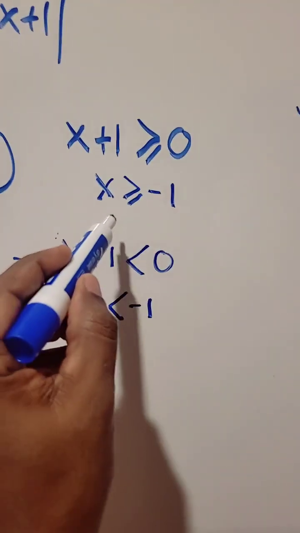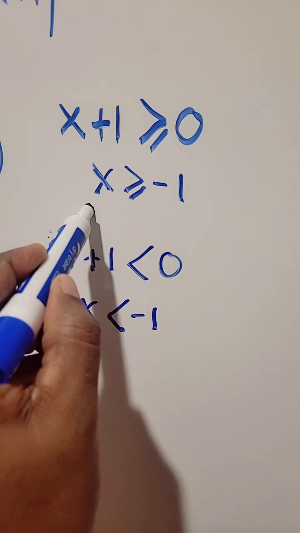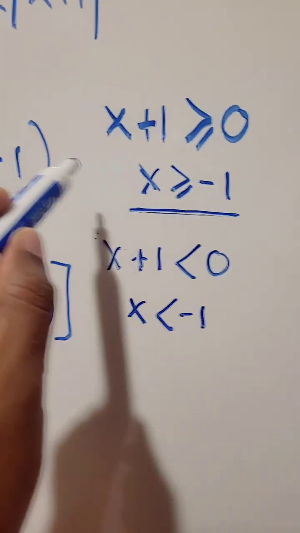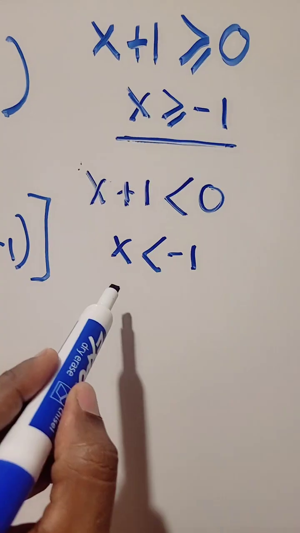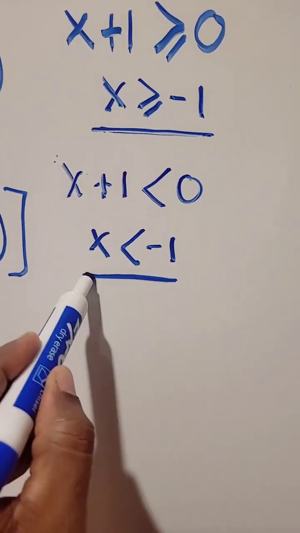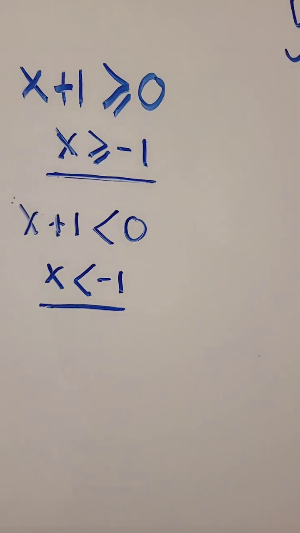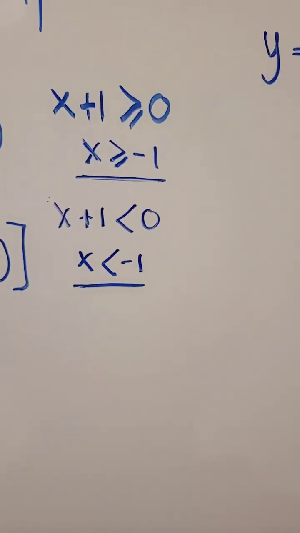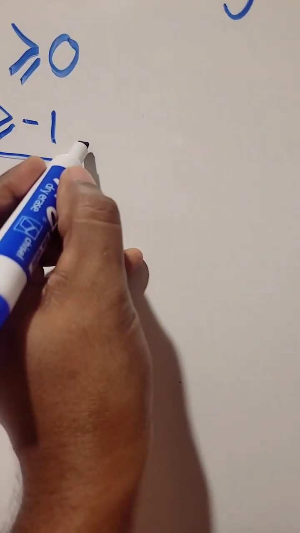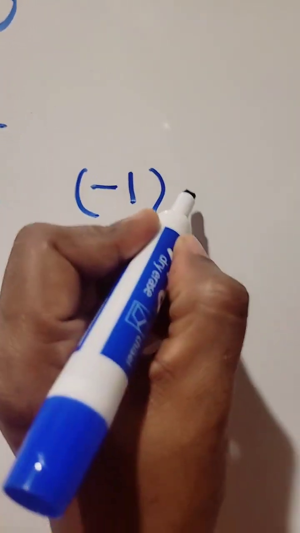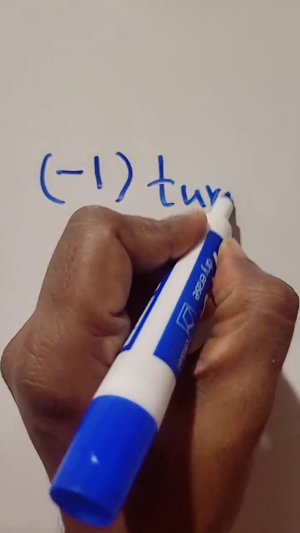And you can see here, when x is greater than or equal to minus 1, we have one condition, and when x is less than minus 1, we have another condition. So minus 1, that's our turning point.